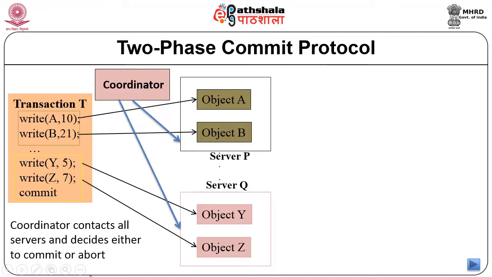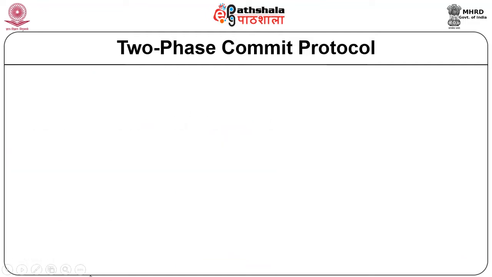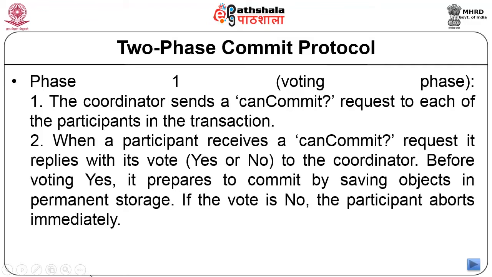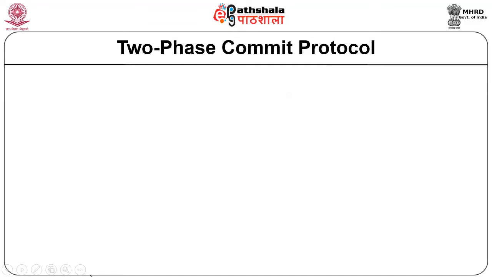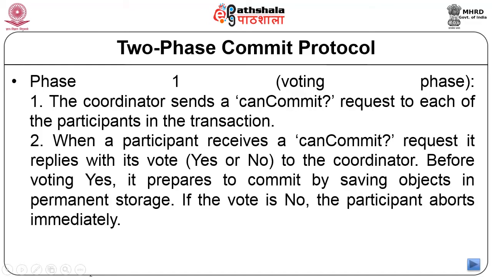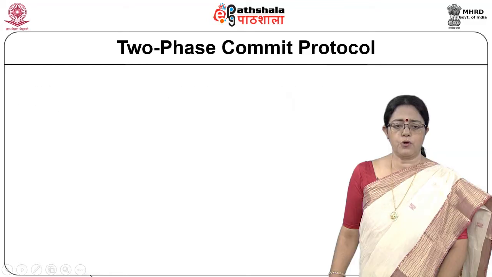Here the coordinator contacts all the servers, as we can see by the blue lines, and the servers will take a decision and send the decision. In phase 1, which is the voting phase, the coordinator sends a can commit request to all the participants, and each participant responds yes or no. Yes if it can commit, no if it cannot commit.